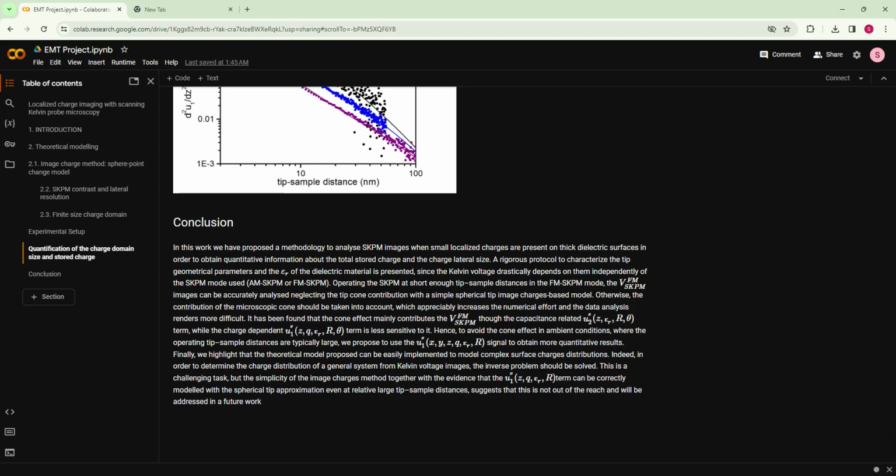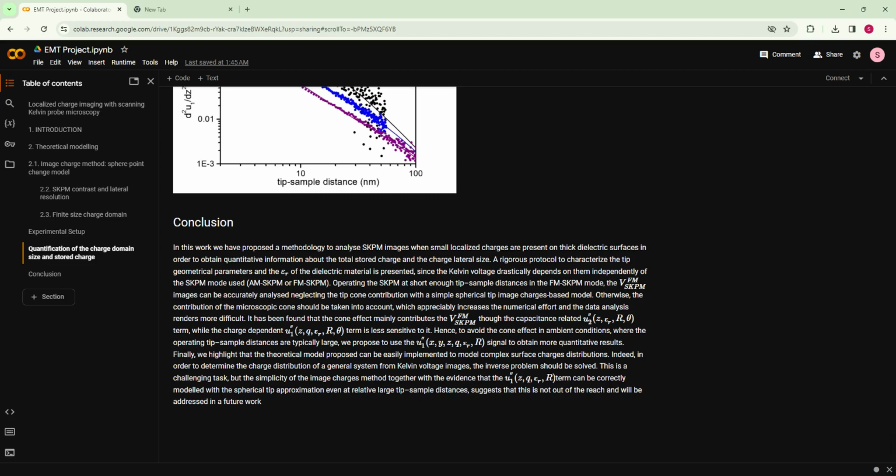So it has been found that the cone effect mainly contributes to the V FM SKPM through the capacitance related U2 double dash Z epsilon r term, while the charge dependent U1 double dash term is less sensitive to it. So, to avoid the cone effect in ambient conditions, the operating tip sample distances are typically large. We propose to use the U1 double dash signal to obtain more quantitative results. So, finally, we highlight the theoretical model proposed can be easily implemented to model complex surface charge distributions.